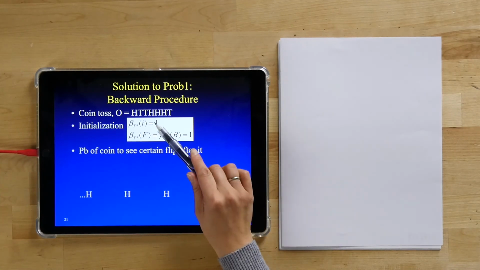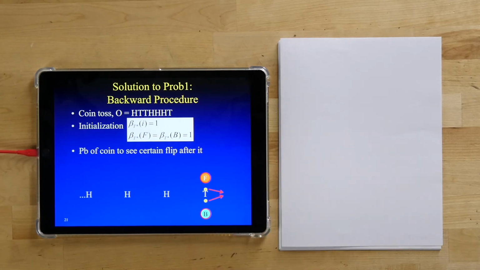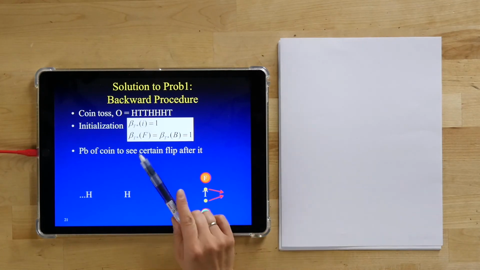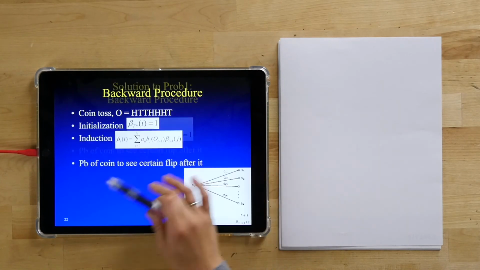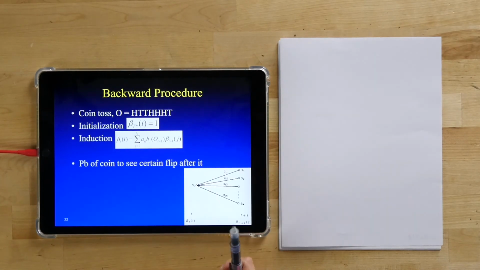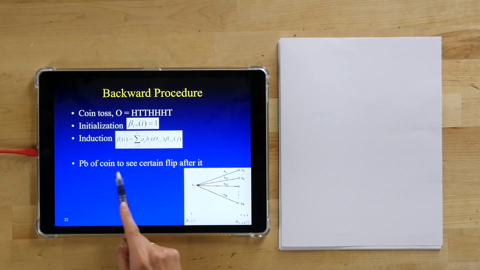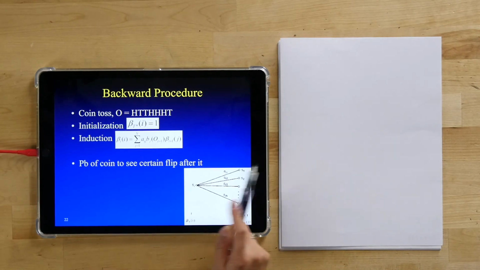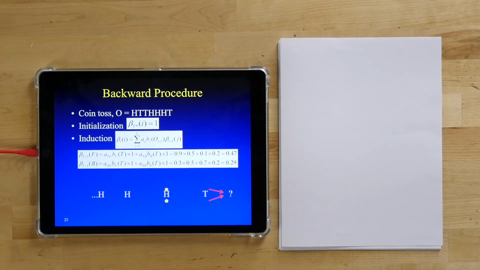So this initialization is kind of interesting. Initially, we actually don't do anything. You already see the last coin flip, there's nothing afterwards. You initialize each of them to 1. That's the initialization. But then we go backward to see the probability of seeing a certain flip after it using this current coin as being fair or bias coin.